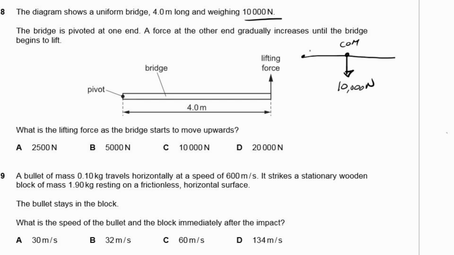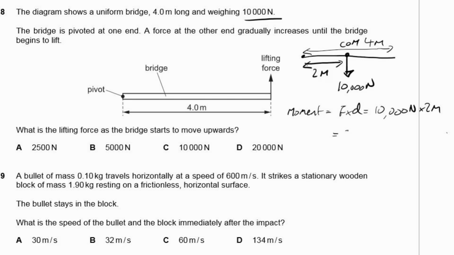The entire length is 4 meters, which means the distance to the centre of mass is 2 meters. And the moment, which is given by the force times the distance, is 10,000 newtons times 2 meters, which will give us a value of 20,000 newton meters. 20,000 newton meters.